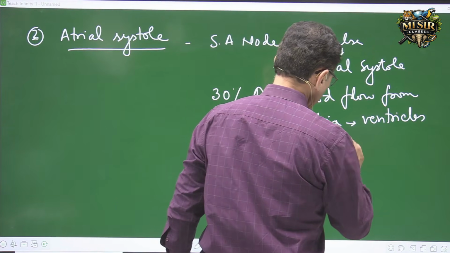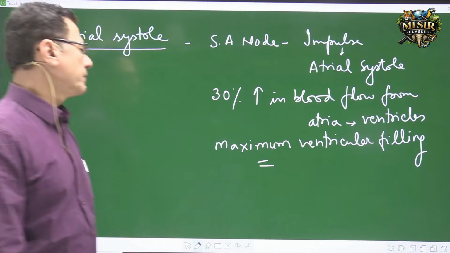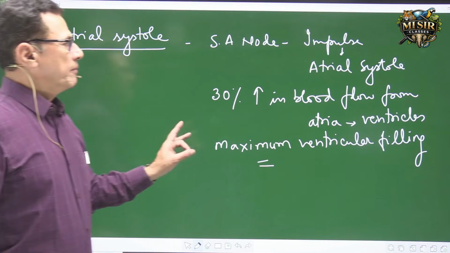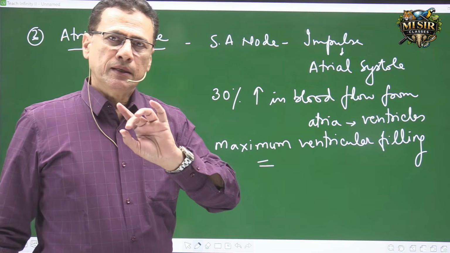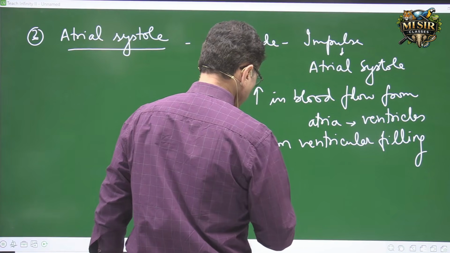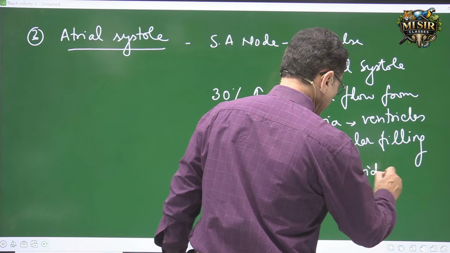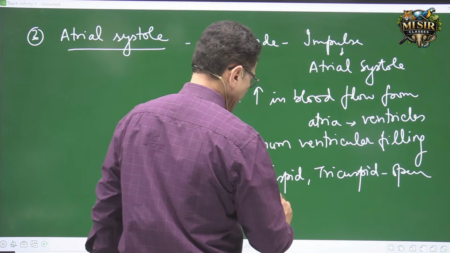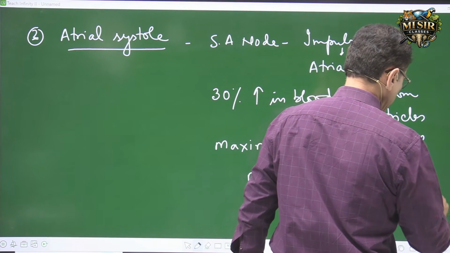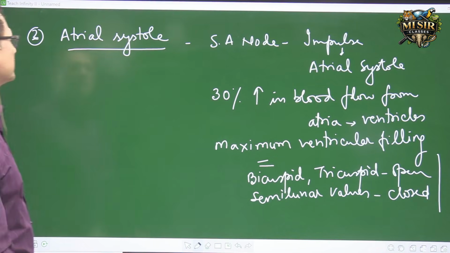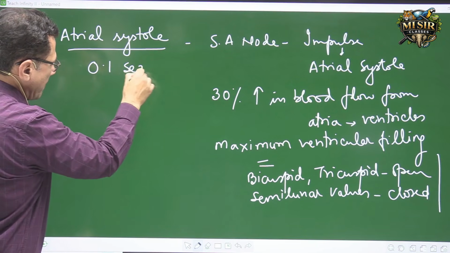Maximum ventricular filling. At this time, bicuspid and tricuspid valves are open, as well as the semilunar valves are closed. Bicuspid, tricuspid open, and semilunar valves are closed. This is a condition which occurs for hardly 0.1 second.